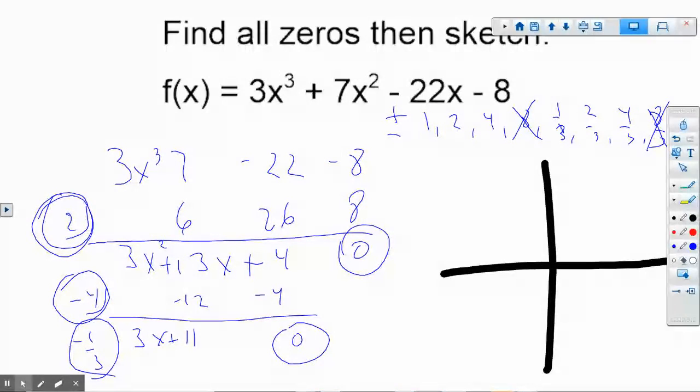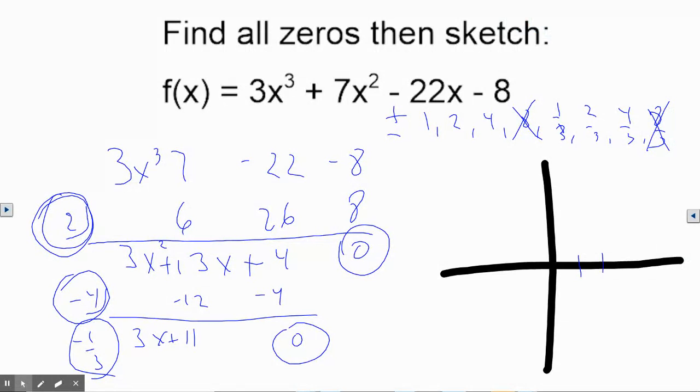Let's talk about how this is going to work. And this is kind of like putting everything together. I know that there's a 0 at +2. It goes through the graph right here. It goes through the graph at -4 over here. And it goes through at -1/3, which is kind of in the middle there. It goes through the y-axis at -8, because if you put a 0 in for x, then you're going to have -8.